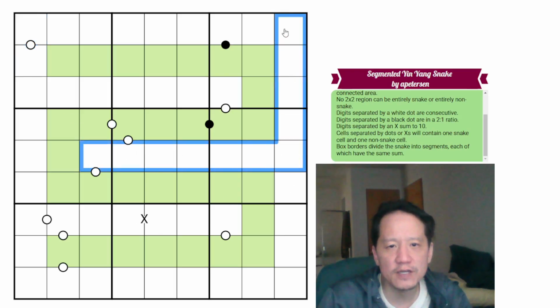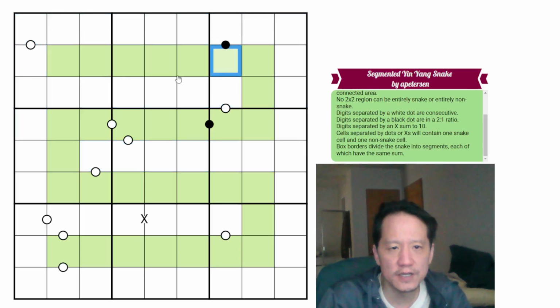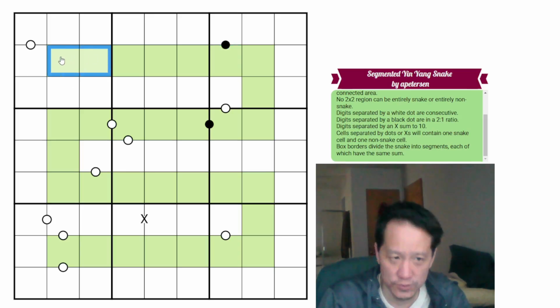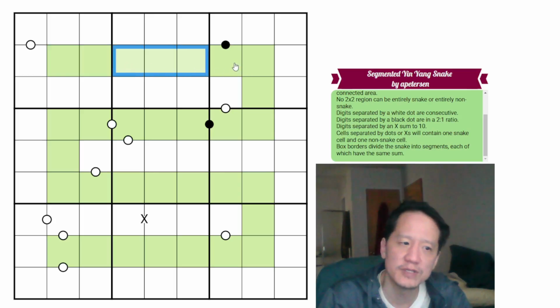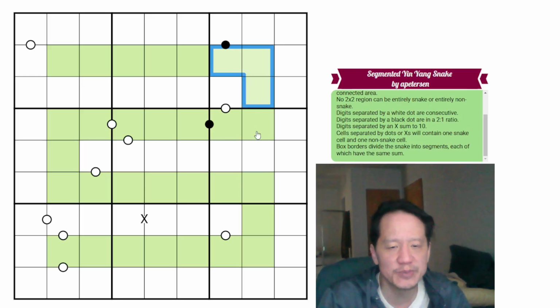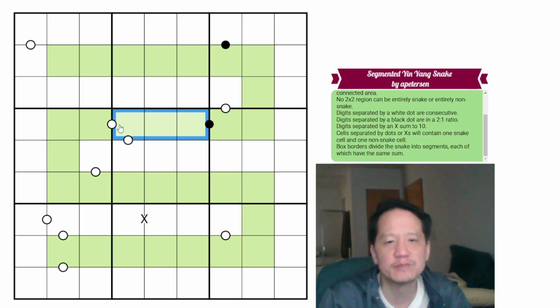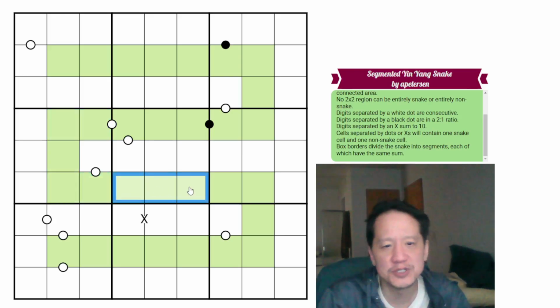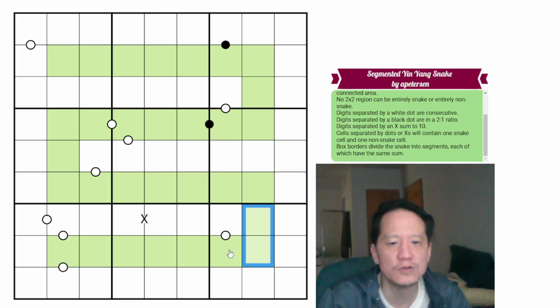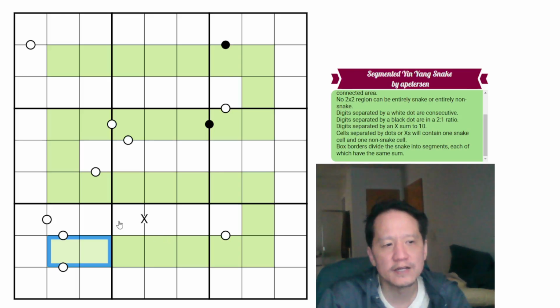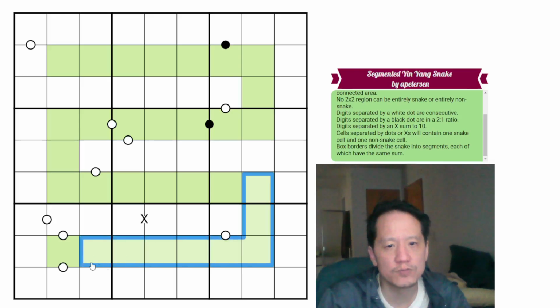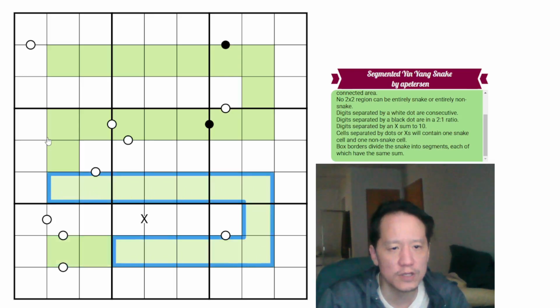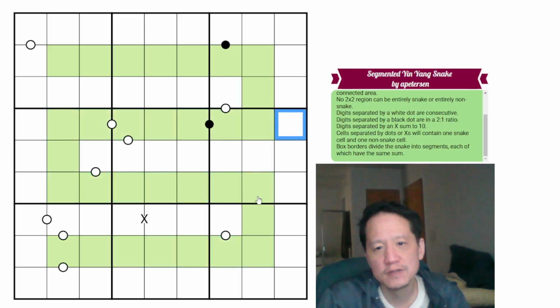But if this were, say, the actual snake, then we would know these two cells must add up to the same sum as these three cells, which must add up to the same sum as these three cells, which must add up to the same sum as these two, which must add up to the same sum as these three, which must add up to the same sum as these five, which must add up to the same sum as these three, and these two. And that's how the region sum line works, which is the snake, right? The snake is one large line, essentially. One long line.